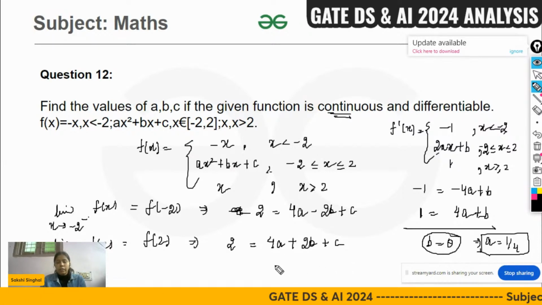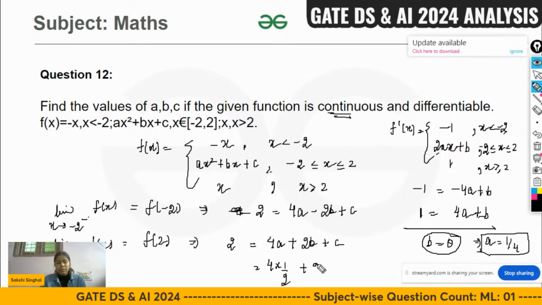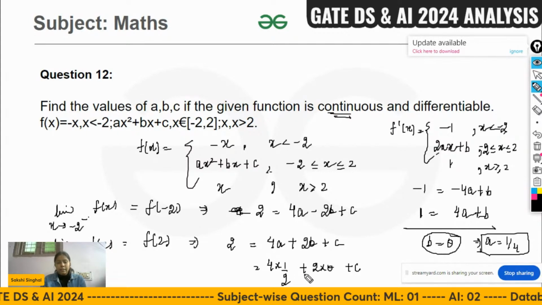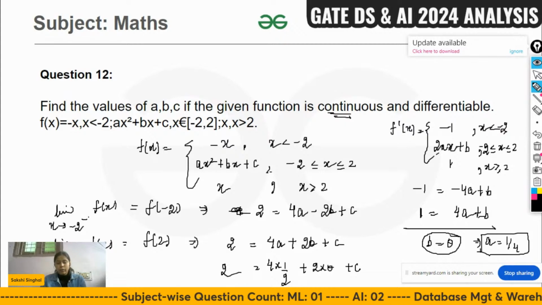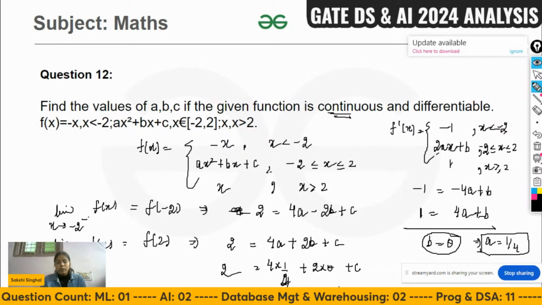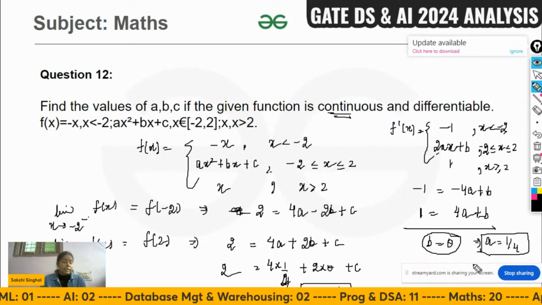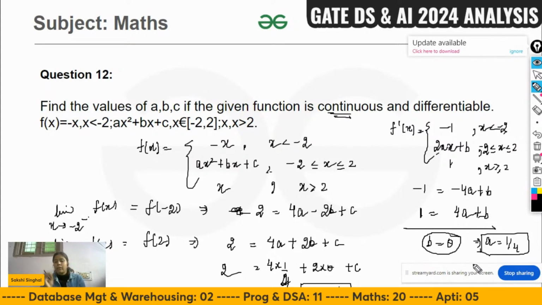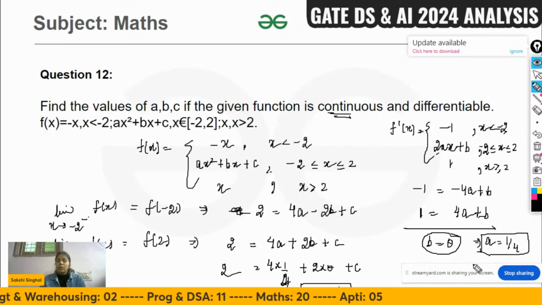Let's put it in any of the equations. 4 into 1 by 4 plus 2b, that is 2 into 0, plus c, that is 2. So the c value would become 1, right? So guys, in this question, the values are 1 by 4, 0 and 1. Then your answer is correct.